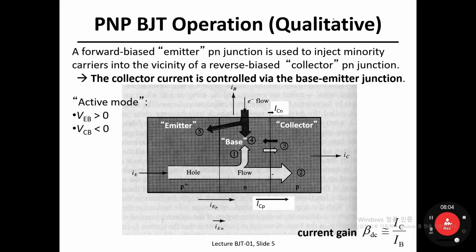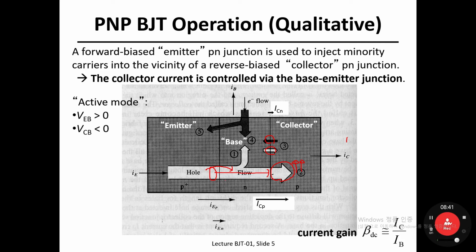Let's go back to this slide again. The collector current, this and that. How do we get the collector current higher and higher? Yes, you should increase the total amount of injected holes coming from the emitter. So the answer can be found here. How do we increase the total amount of injected holes from emitter to base?